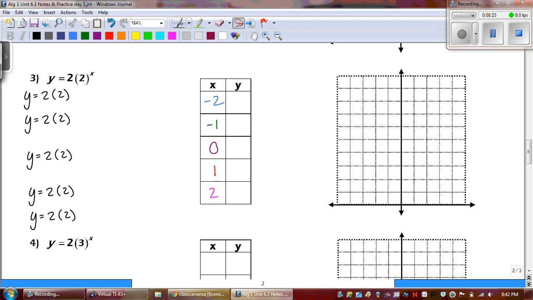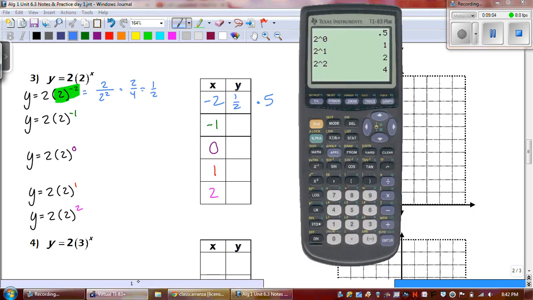Okay, so we have -2, -1, 0, 1, and 2. Okay, so just remember, if your exponent is negative, that's what drops down. So I still have 2 over 2 squared, which is really 2 over 4, which is the same thing as 1/2. And 1/2 is the same thing as 0.5.